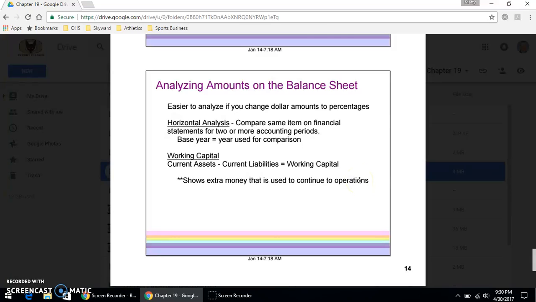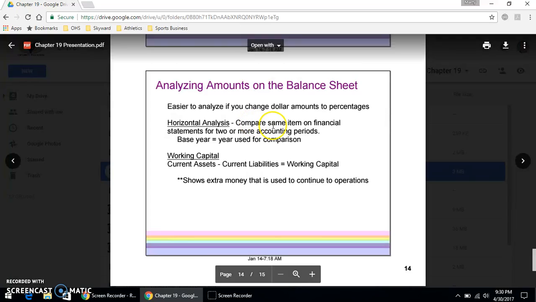Now, on the balance sheet, analyzing these amounts is a very important process, and the reason is because the balance sheet is going to hold a lot of weight in terms of the health of the corporation and how well it is doing in terms of its assets and as it relates to the liabilities and the stockholder equity.